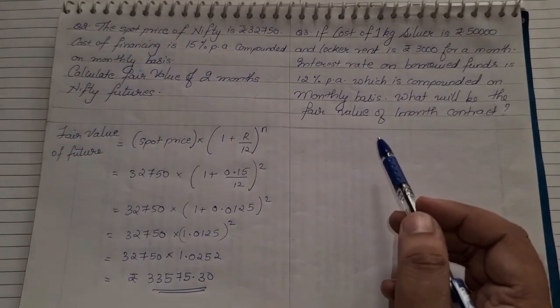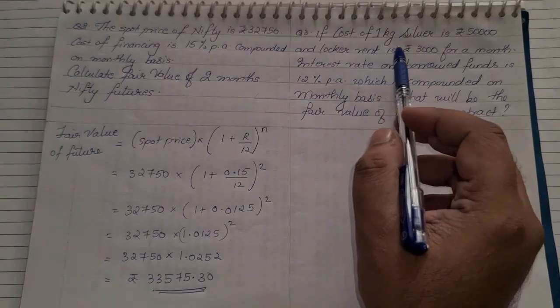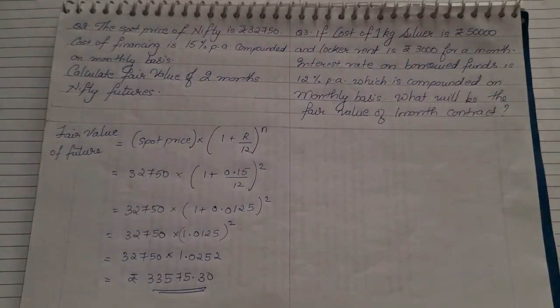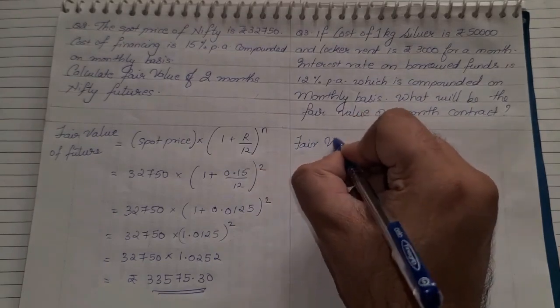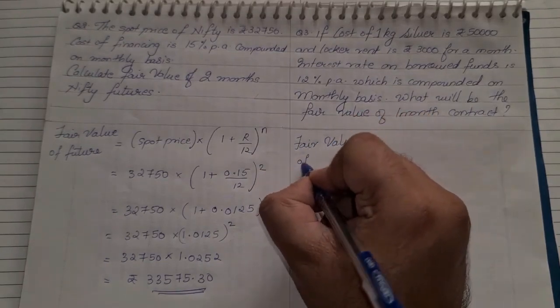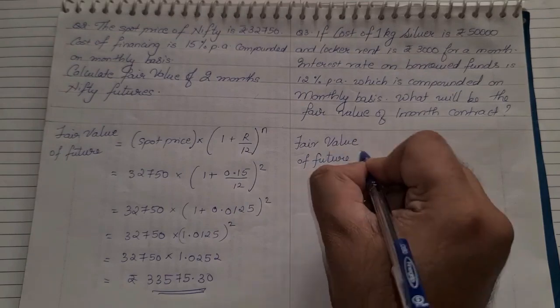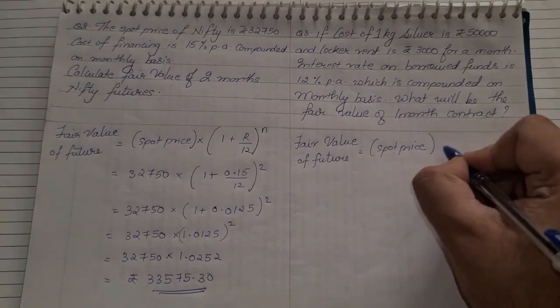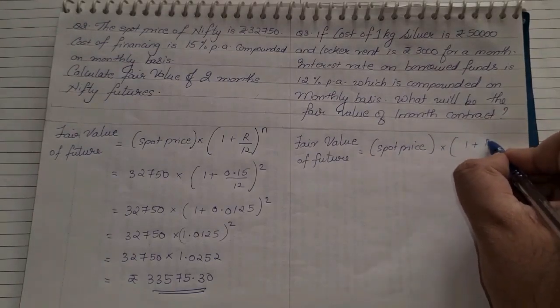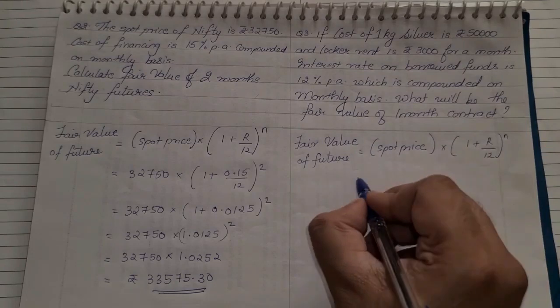Now we jump to the third question. Now it is said that if cost of 1 kg silver is 50,000 and the locker rent is 3,000 for a month, the interest rate on the borrowed fund is 12% per annum, which is compounded on monthly basis, so compound interest, what will be the fair value for 1 month contract? So again, fair value of future is spot price into 1 plus r divided by 12 raised to the power of n.